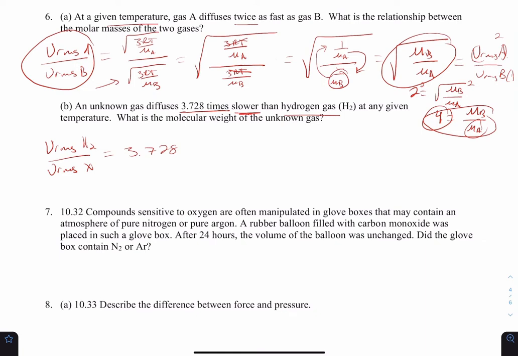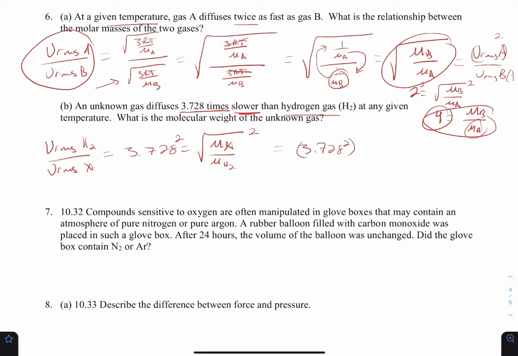So remember, this is going to be equal to the square root of m of, in this case, we're going to put m of X on the top and then m of hydrogen on the bottom, okay? So firstly, I have to square both sides. In order to do that, I get square here. We'll just leave it as squared, okay?